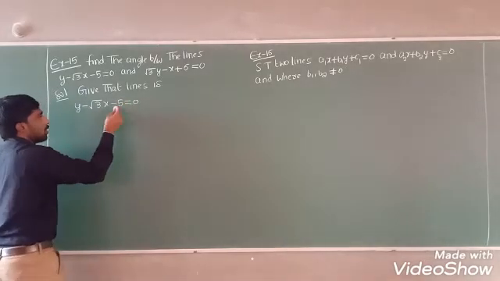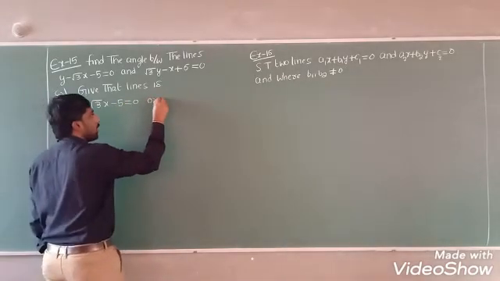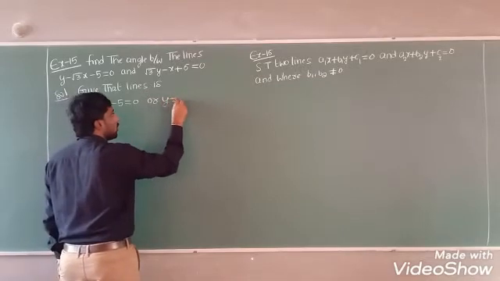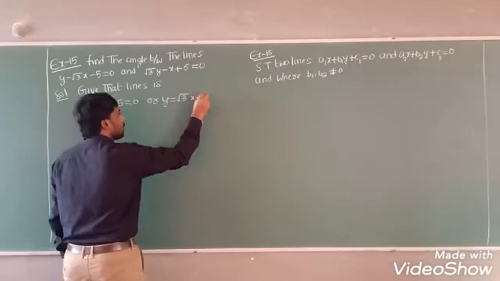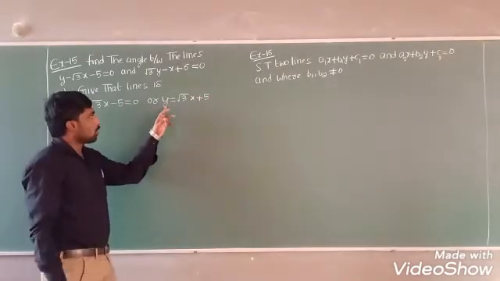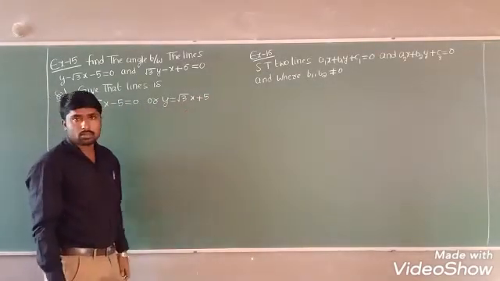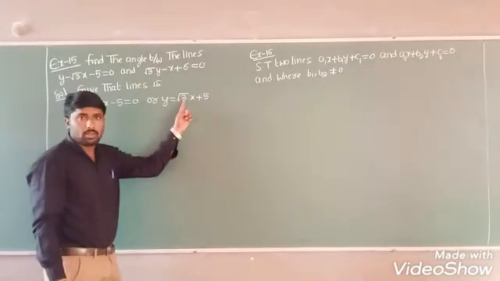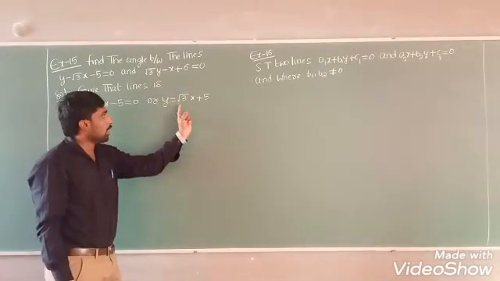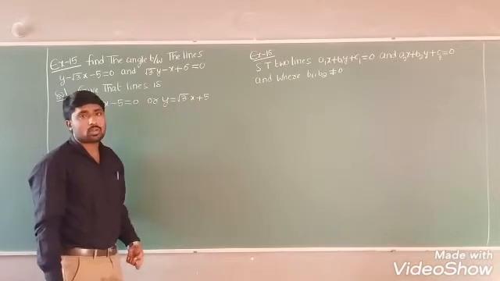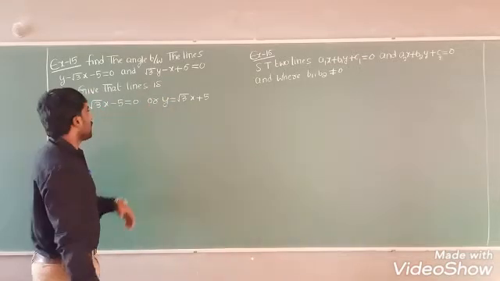So this entire part, if I shift to that side, what I am getting here? y equal to root 3x plus 5. You see here, this looks like y equal to mx plus c. So what am I getting as the m value here? Root 3. Here they gave two lines, that's why I am taking it as m1 equal to root 3.